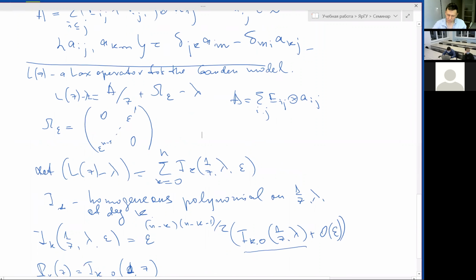The statement was the following: that if you consider the Lax operator with the full A matrix with the values in SLN, the Deift Hamiltonians, the Deift functions commute with respect to the complete Poisson structure on SLN.